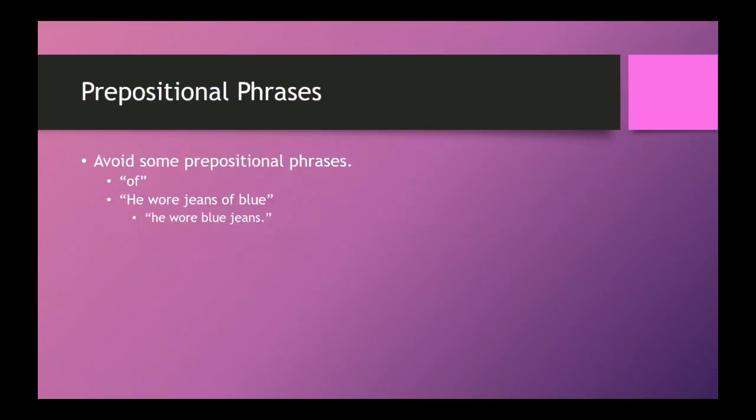Prepositional phrases. These are wonderful for poetry. They make things sound pretty. He wore jeans of blue. He wore blue jeans is a lot more direct. If I wanted to, I could leave the word blue out and just say he wore jeans.